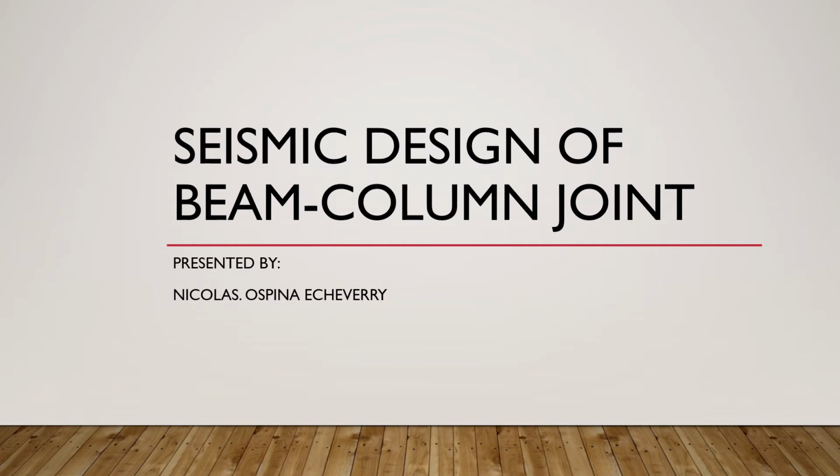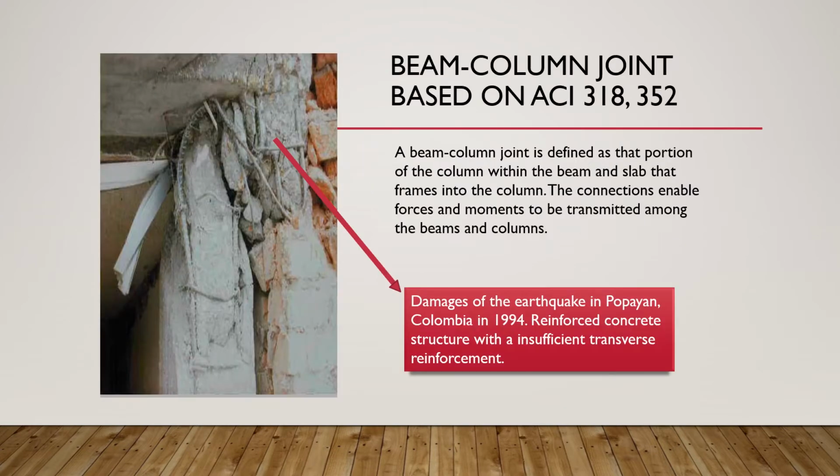In this presentation, we're going to talk about seismic design of beam column joint in reinforced concrete structures. Based on ACI 318 and ACI 352, which are recommendations for design of beam column connections in concrete structures, these two standards or manuals define a beam column joint as that portion of the column within the beam and slab that frames into the column.